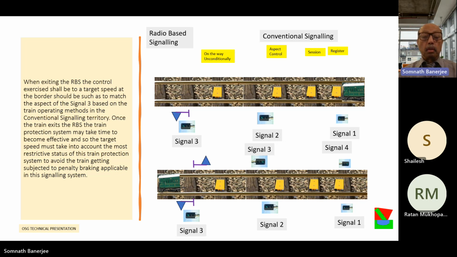Though if we specify that unless both the ETCS territory first signal and the conventional signaling first signal are clear, we will not allow the border to be crossed, the complications are sufficiently reduced.